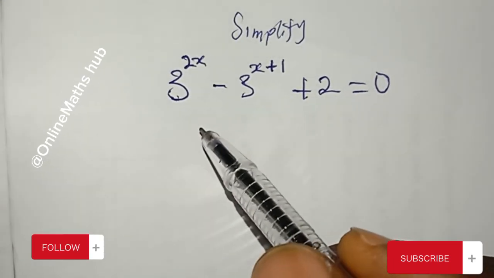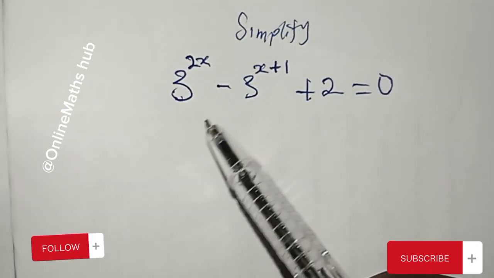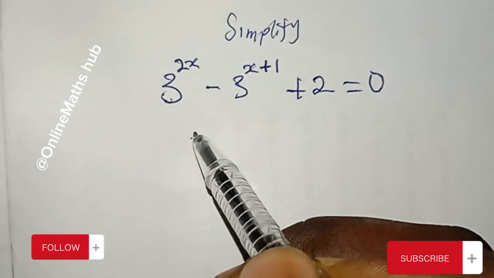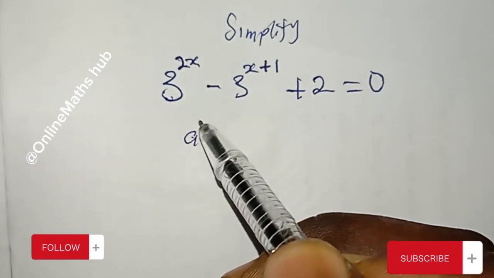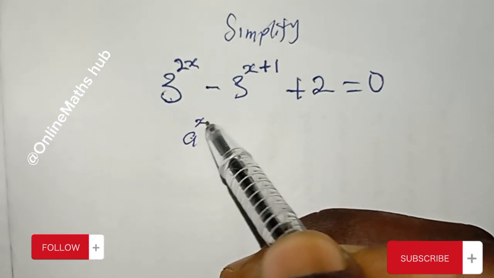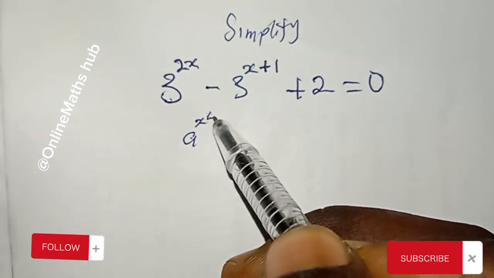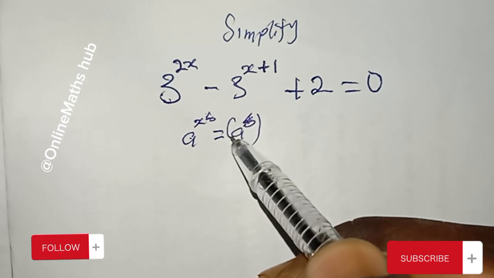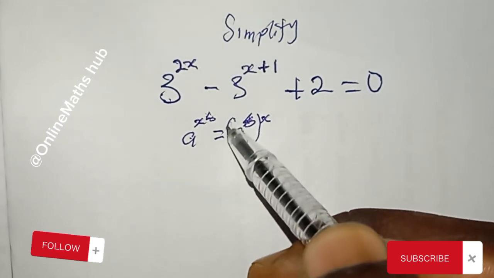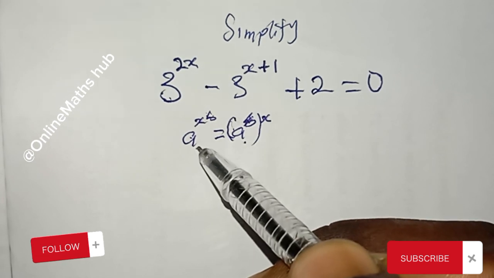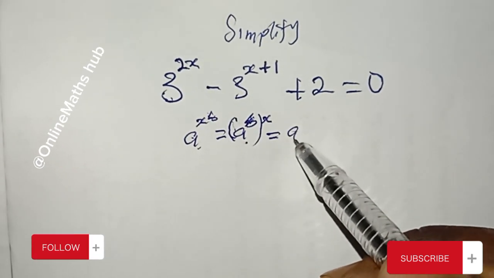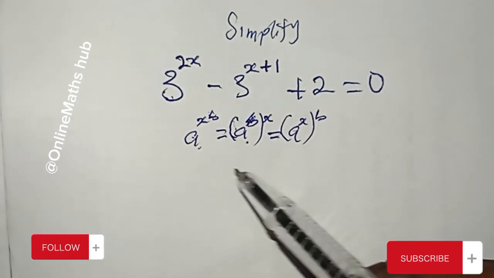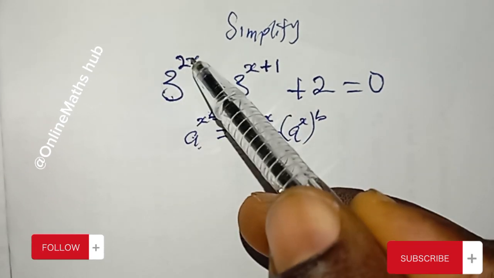So we're going to be solving this problem right here. I'm just going to be using some rules of indices. The first one I want to use is the rule that says if you have a power, let's say x^(ab), you can write this as (x^a)^b, and of course you can decide to write this as (x^b)^a. This is what I'm going to be using to split this one over here.